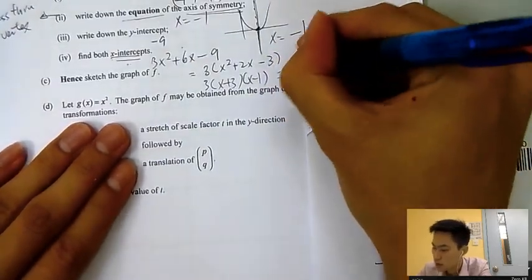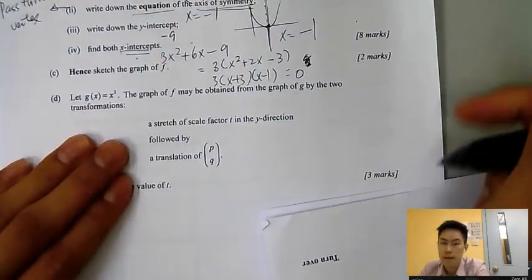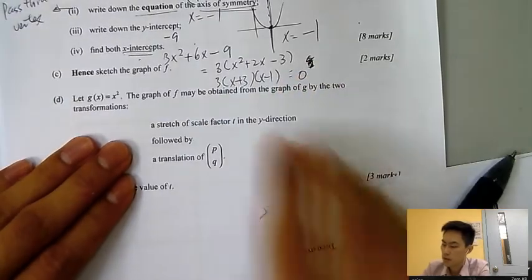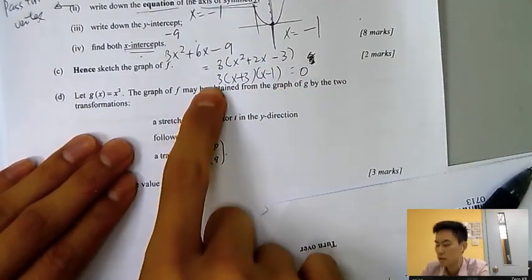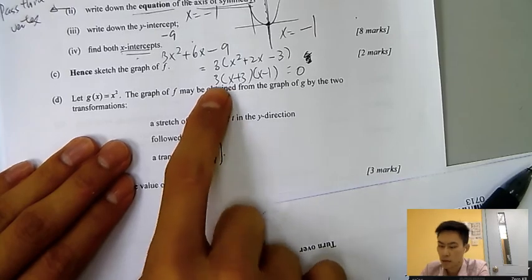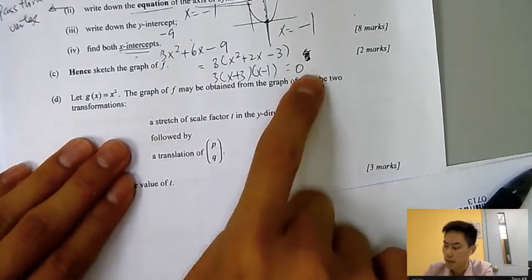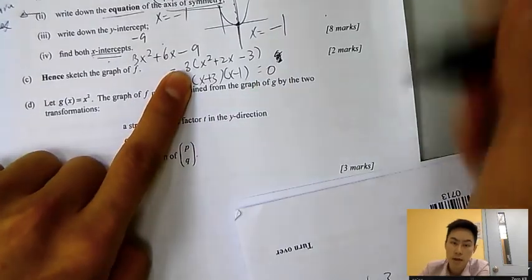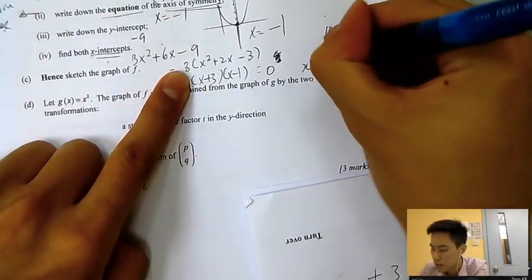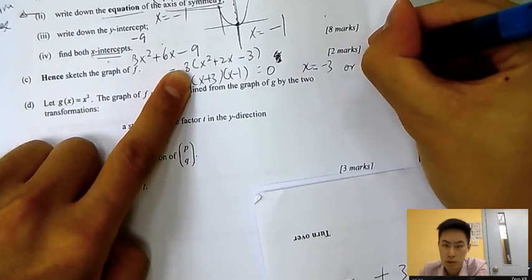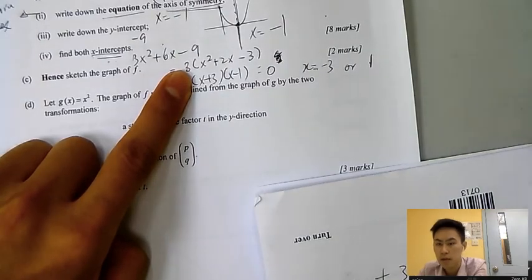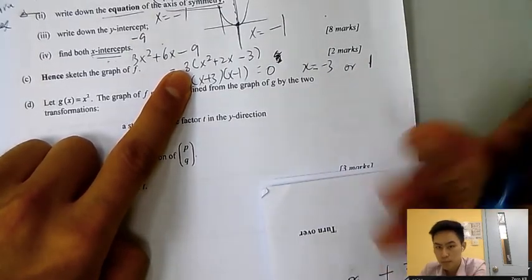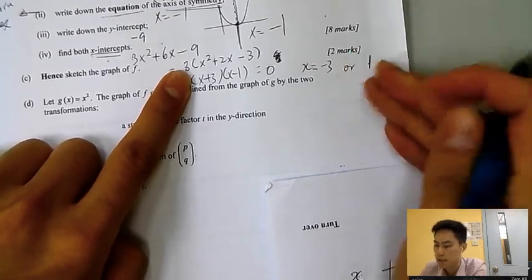So how do you solve this? Because two things multiply each other. You may ask me, do I need to take care of the 3? You can just divide by 3, so 0 divided by 3 will be 0. Then x is equal to minus 3, or x is equal to 1, right? So that is the answer. Minus 3 or 1. That's the x-intercepts.